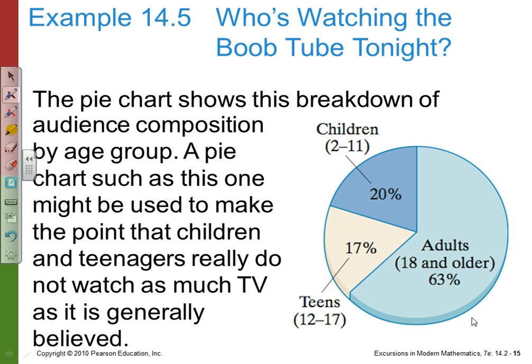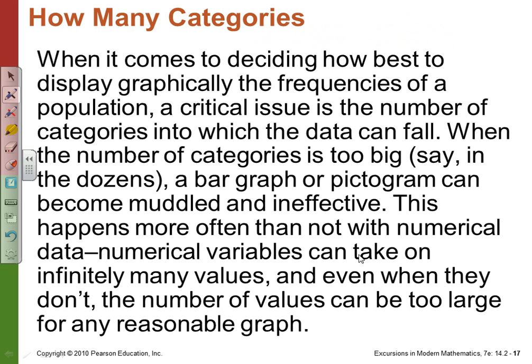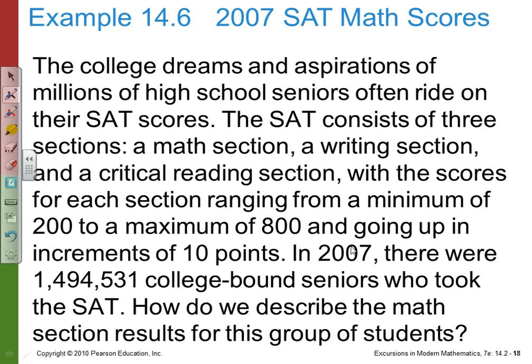Is anyone not watching TV? There might be some people working, right? The problem with the conclusion is that children make up only 15% of the population at large and teens 8% relative, and so on. All right, how many categories do we have? Is it best to have those categories? Are they reasonable? Are they too big? Are we too lazy to make them different? No, the Nielsen people have huge computers, so it really doesn't matter. They can make the data anything they want it to be.